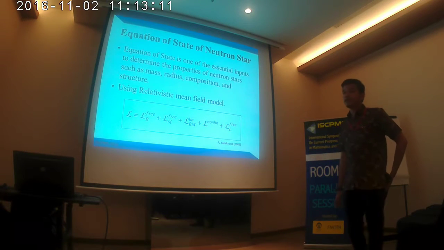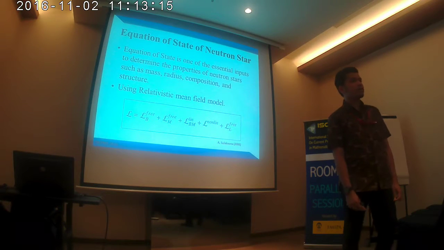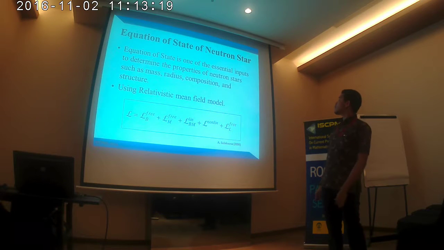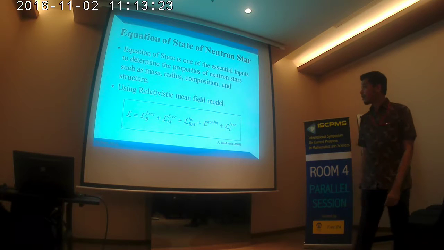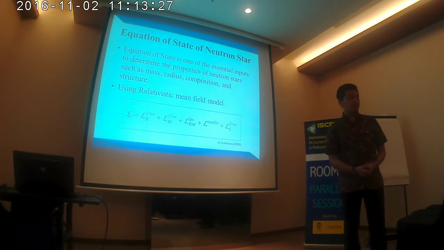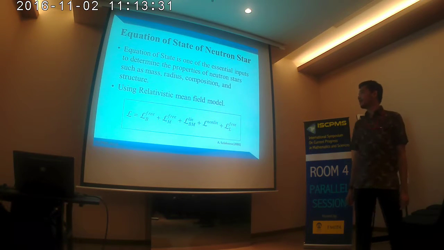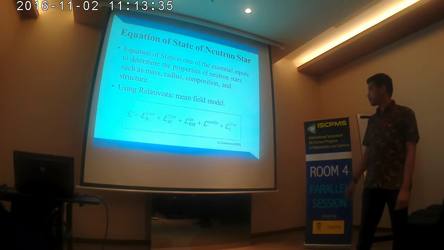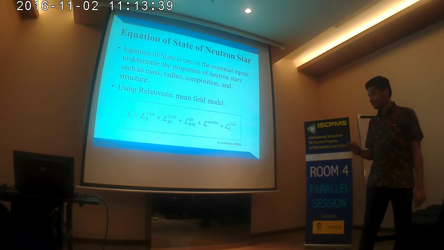We begin with the equation of state of neutron star. This is a very important one because this is one essential input to determine the properties of neutron stars, and we use a relativistic mean-field model with the total Lagrangian consisting of the Lagrangian of baryon, meson, interaction, linear and non-linear, and electrons.